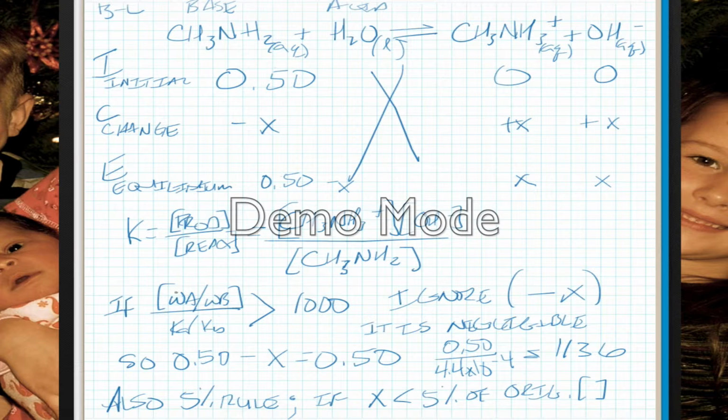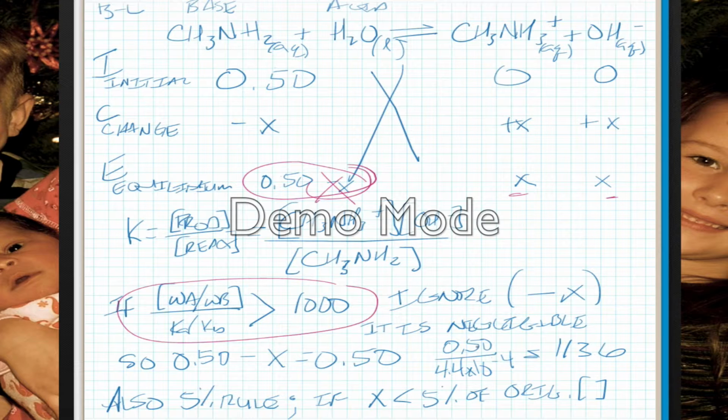One is that the concentration of the weak acid or base in question, divided by its Ka, or the concentration of the weak base divided by its Kb, if it's greater than 1,000, you can ignore X. In that equation, if this right here is greater than 1,000, you can ignore this X. Only that one. You have to keep these two, okay?